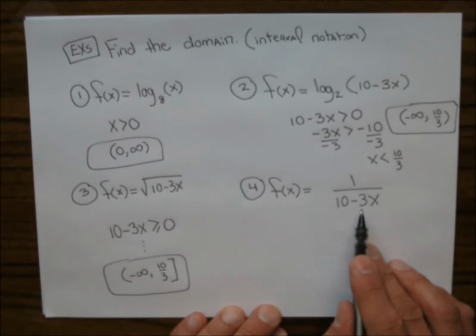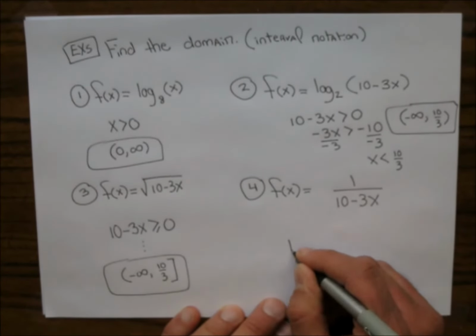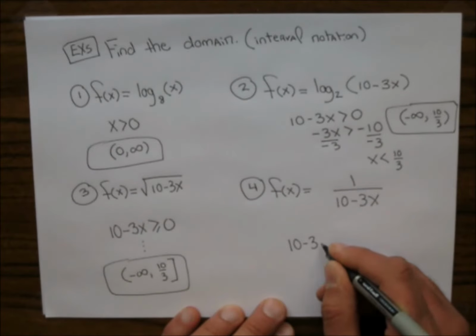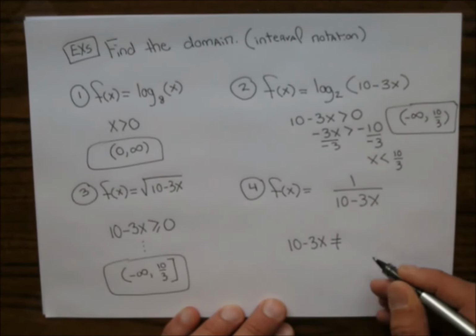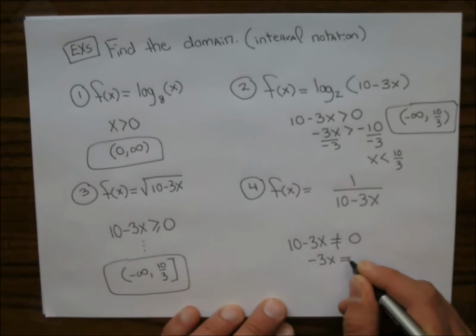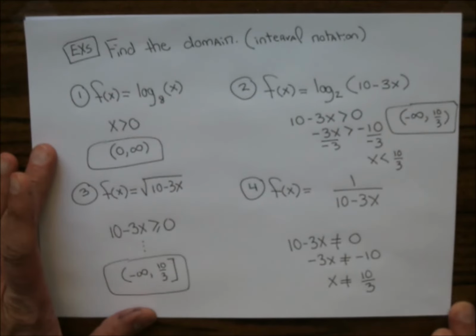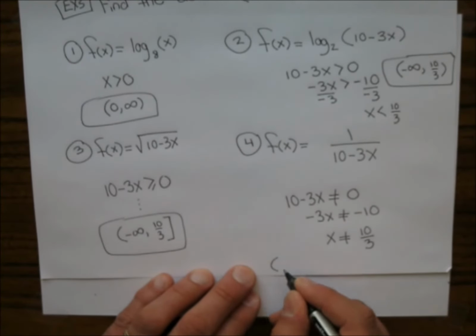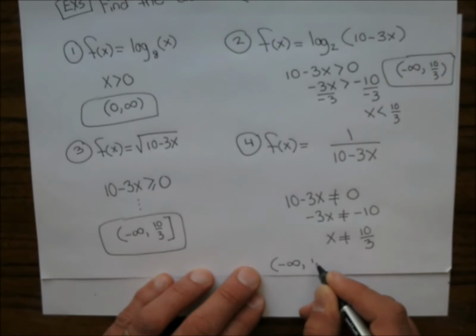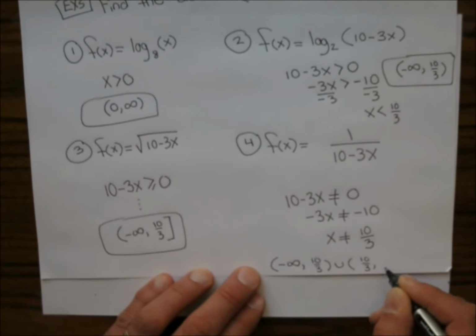So here we have the 10 minus 3x. It's not the argument of a square root or the argument of a log. It is the denominator of a fraction. So 10 minus 3x cannot equal, I think you can tell me that, 0. So I solve this. I'm going to divide by negative 3. And so x cannot equal 10/3. Now in interval notation, what that would look like is everything but 10/3. So negative infinity to 10/3, parentheses everywhere, union 10/3 to infinity.